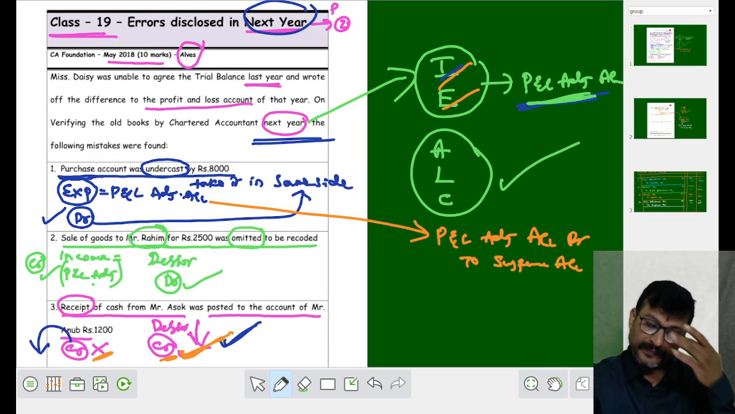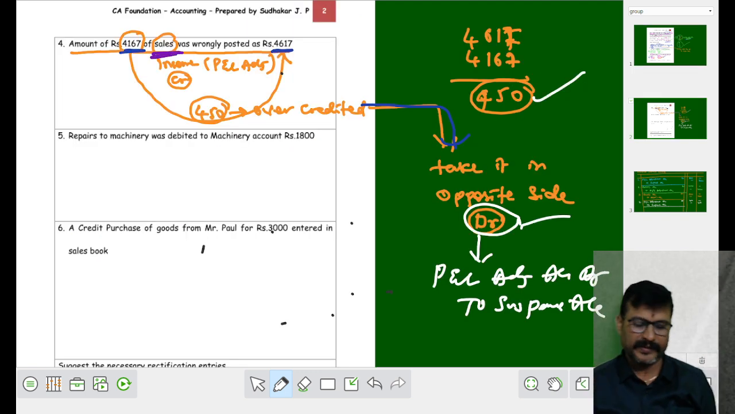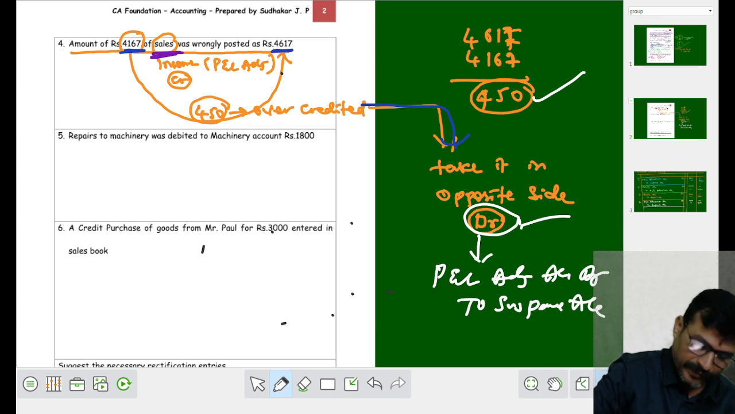Over cost in sales account is rectified. Fine. Let me see the next one.